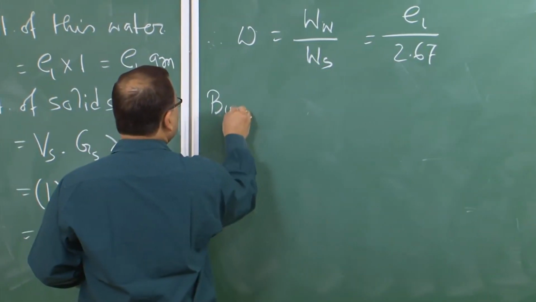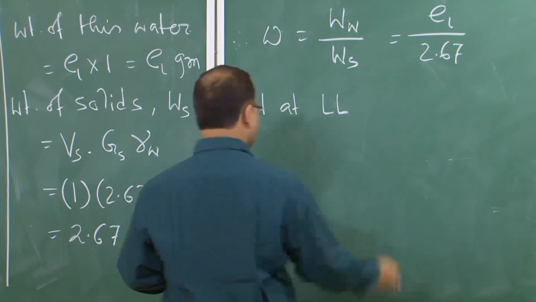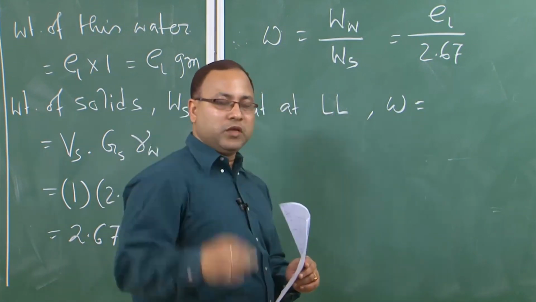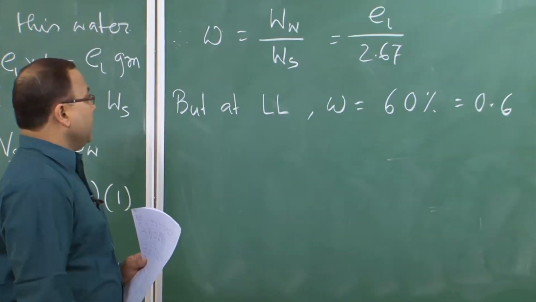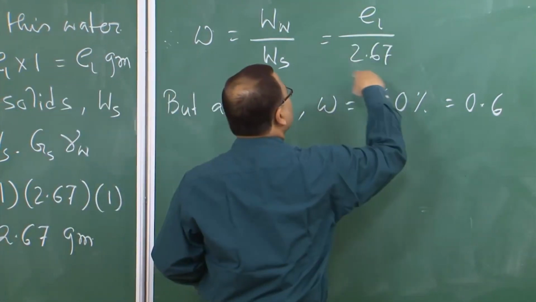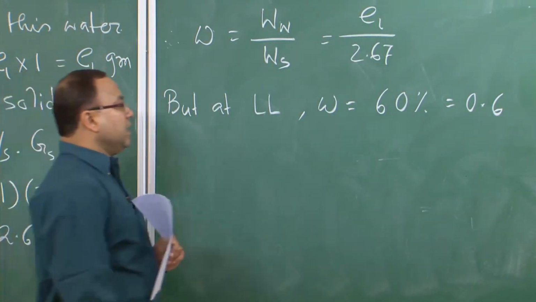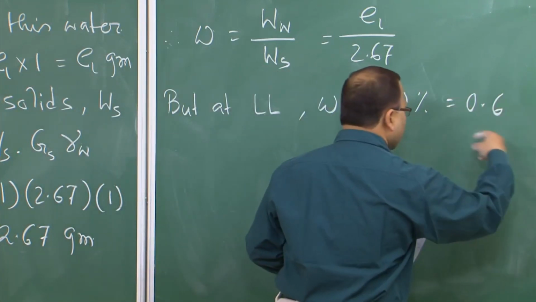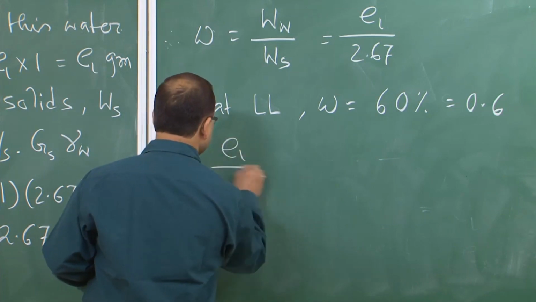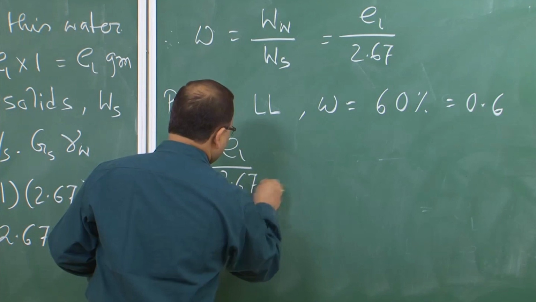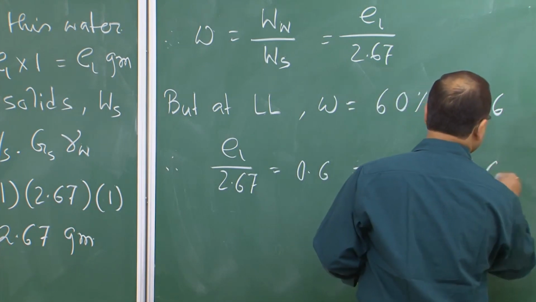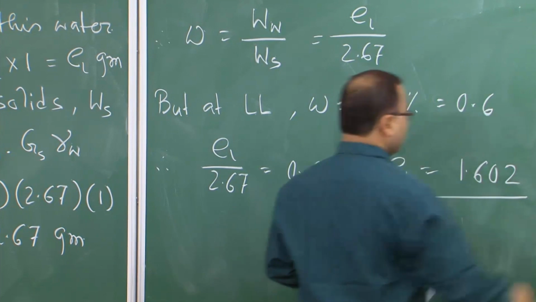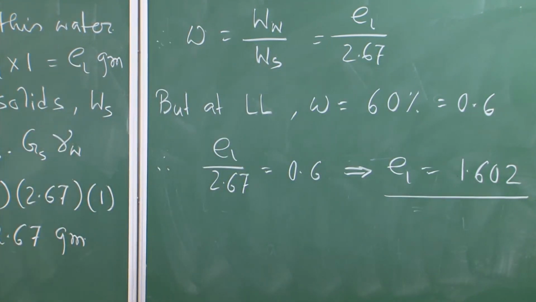Okay. But at liquid limit, what was the water content? If you go back to the problem, it says this is 60%, that is nothing but 0.6. So, at liquid limit, this is the expression for water content, and at liquid limit the water content is given in the problem as 0.6. So, we can equate these. Therefore, EL by 2.67 is equal to 0.6, from where I will get EL equal to 1.602. That means the void ratio at liquid limit in the sample is 1.602.